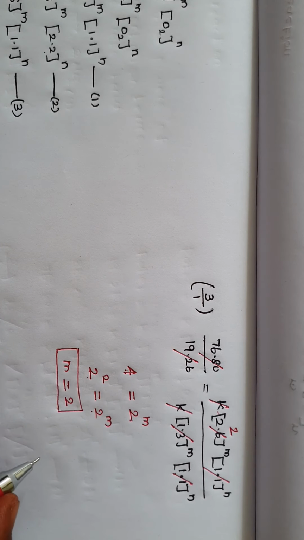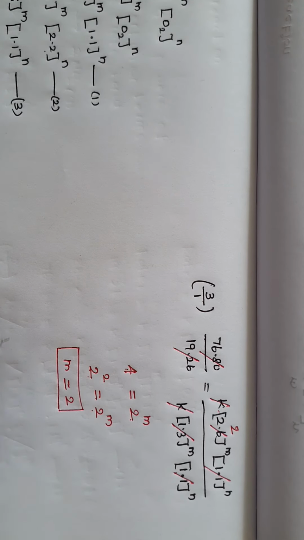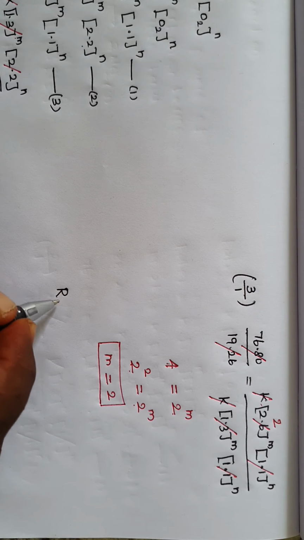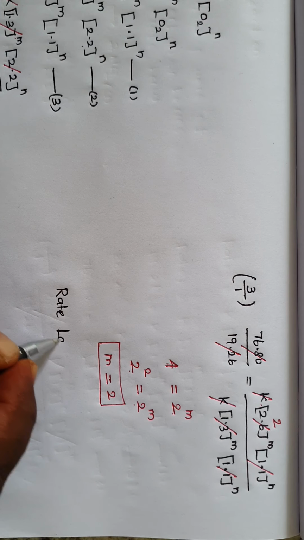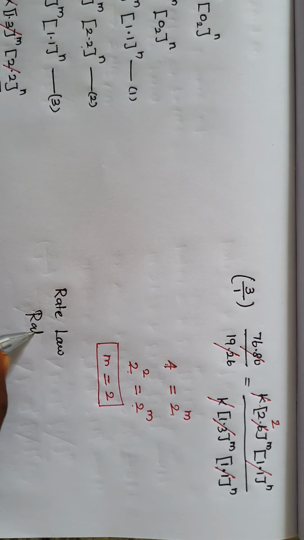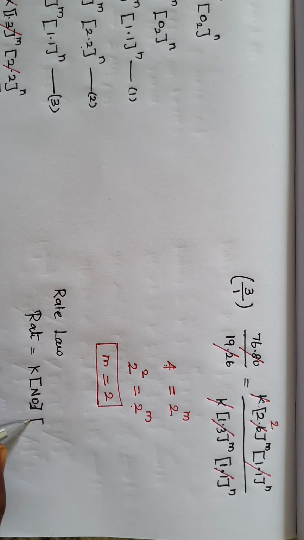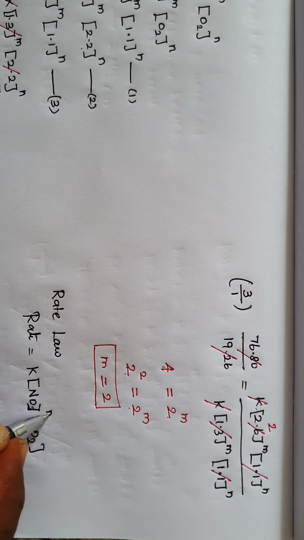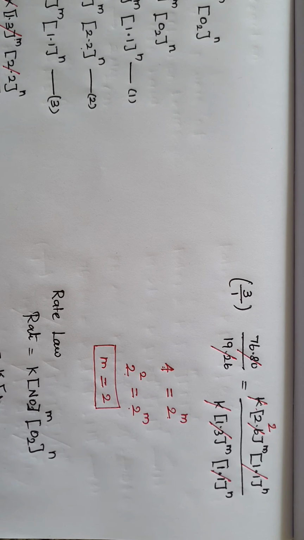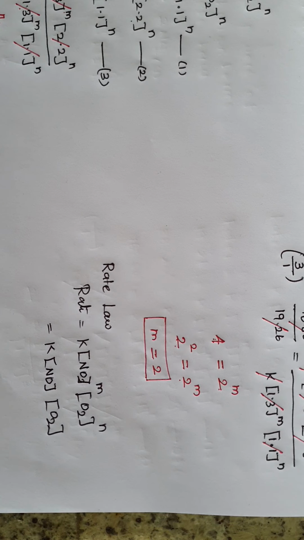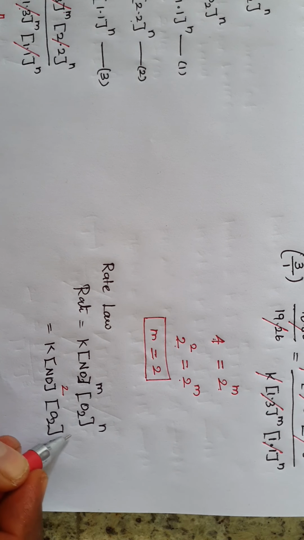So now we have calculated the m and n values. You can substitute these values in the rate law. The rate law we already know: rate is equal to K into concentration of NO, concentration of O2, power m, n. So you can substitute these values. The m value is 2 and the n value is 1.